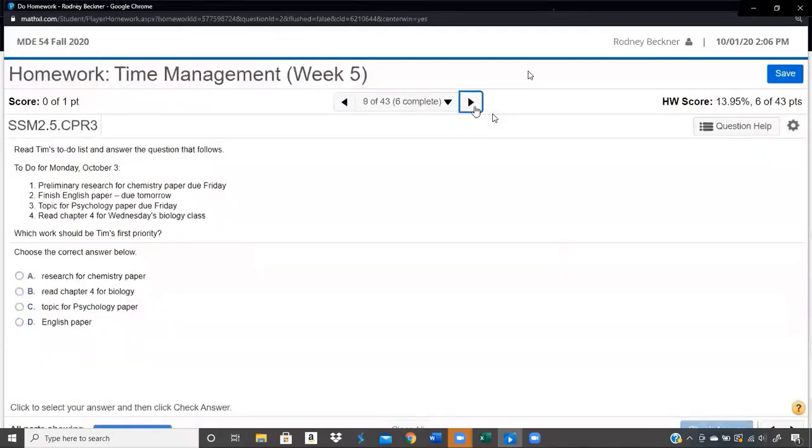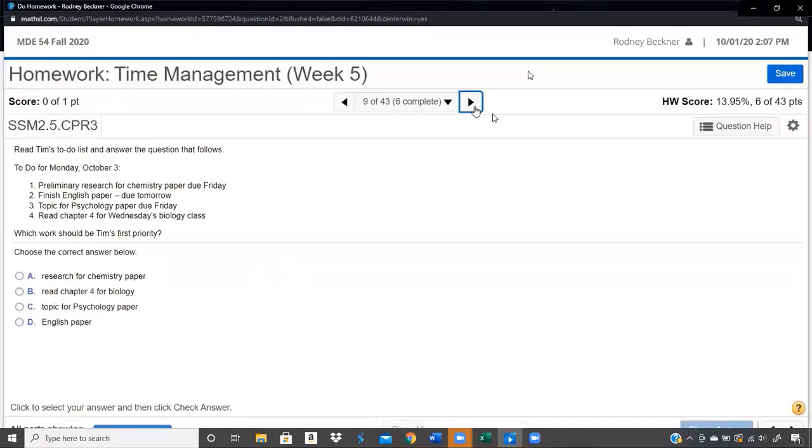Read Tim's to-do list. To-do for Monday, October 3rd. So to-do list, 1 day. First, preliminary research for chemistry paper is due Friday. So it's Monday and that's due Friday. Well, he's got 4 days. Preliminary, so that's the early on.